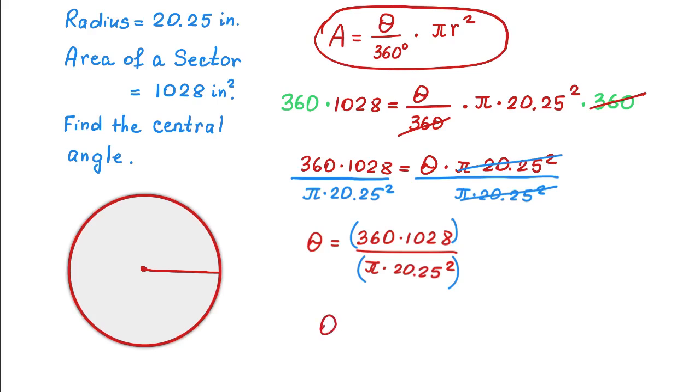Theta equals approximately 287.3 degrees. So if I would draw this sector in the circle to the left, it would look approximately like this. And the central angle would be 287.3 degrees.